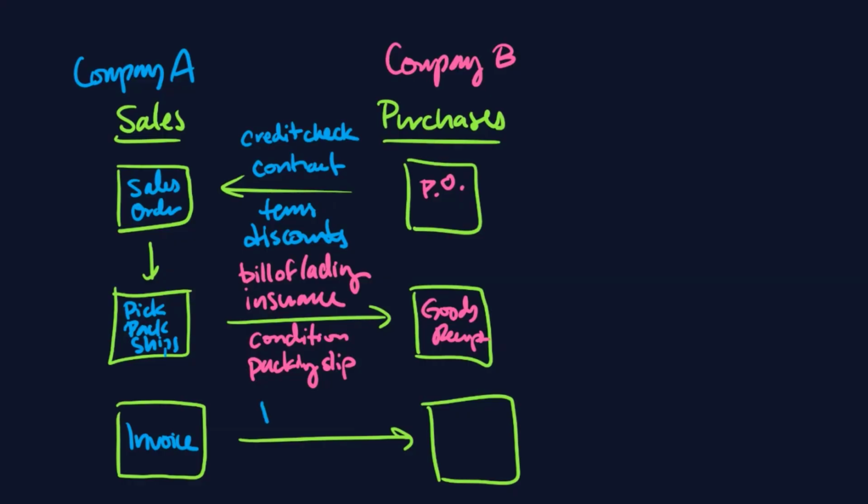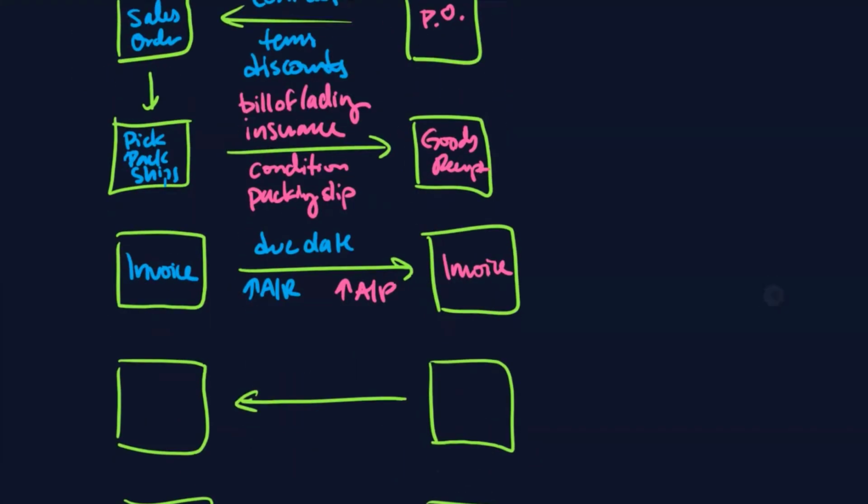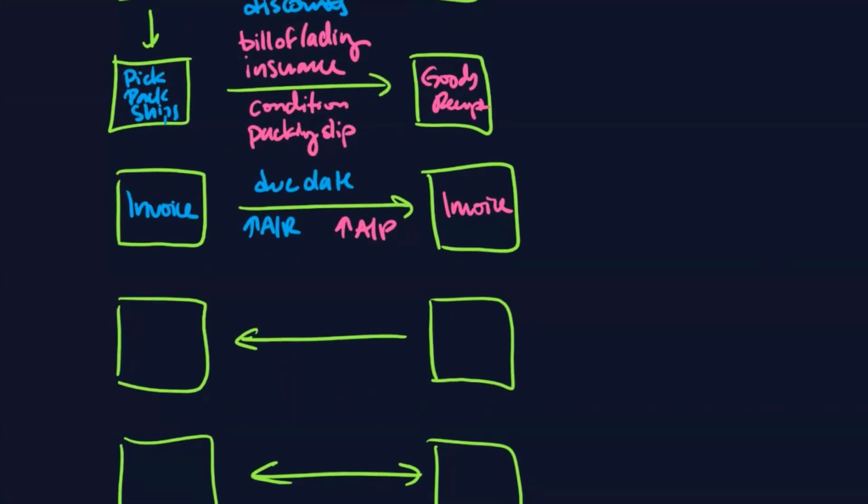Okay, the invoice has something like a due date on it. And we have terms. We're increasing our accounts receivable on company A's side and increasing our accounts payable on company B's side. So they get the invoice over here. Now this is where it gets a little tricky, because after you receive the invoice, depending on the type of company that you are, you're going to send payment. And a cash receipt.